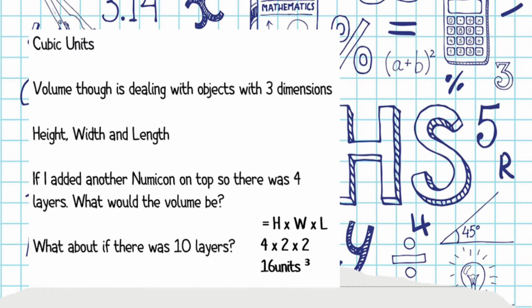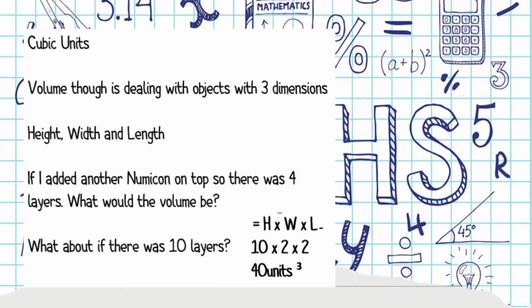If I had 4 layers, the question would look like this. 4 times 2, which is 8, times that by 2 is 16. If there were 4 layers, the answer would be 16 units cubed. If it was 10 layers high, the formula would have a height of 10. 10 times 2 is 20. 20 doubled is 40. So, if it was 10 layers high, the answer would be 40 units cubed. That would be the volume.